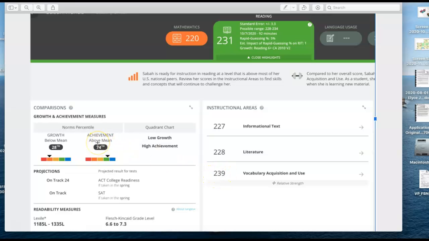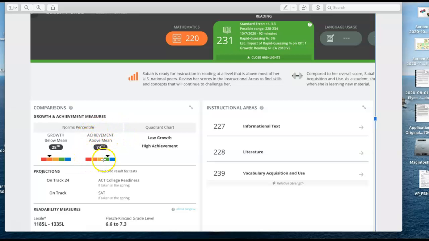Over here, you're going to find the growth. Now, many of us do not have this yet because you will only have received a growth score if MAP has previous data from other tests that you've taken. So if this is the first time you've ever taken a MAP test, you may not have this growth number here. But everyone will get this achievement above or below mean here.